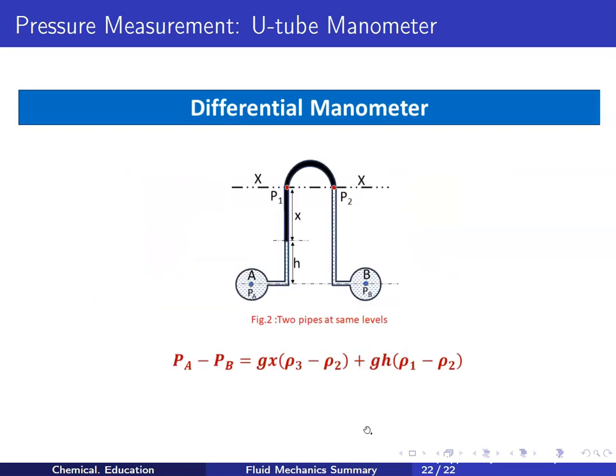Now if it is an inverted differential manometer, PA minus PB is equal to g x into rho 3 minus rho 2 plus g h into rho 1 minus rho 2. That's it for the summary of pressure and pressure measurement devices.